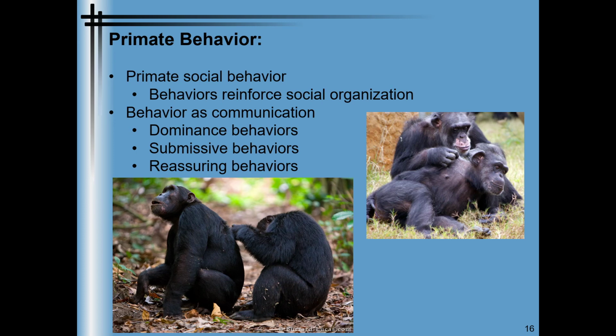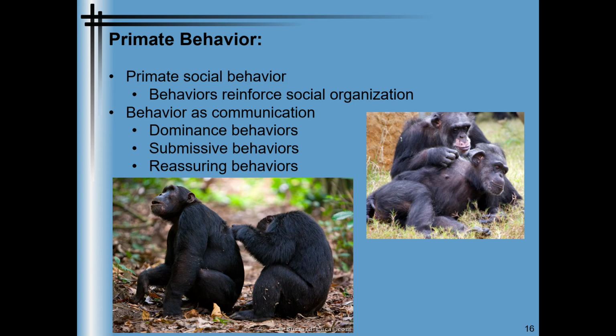We also have reassuring behaviors. This can include touching, patting, hugging, holding hands, and social grooming. Social grooming is where you're picking through your neighbor's fur to clean it. They're not really fur. They don't have fur. They have hair. They're mammals. They're not like a dog. They don't have fur. They have hair. This reinforces social relationships by doing a service to your neighbor.